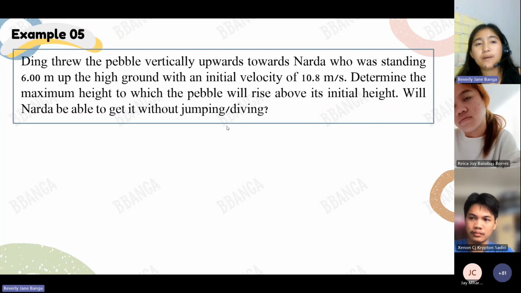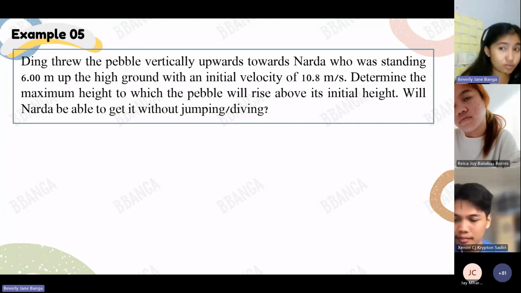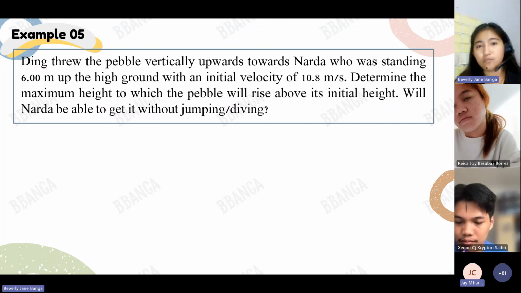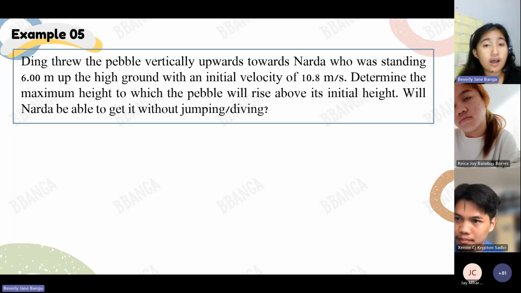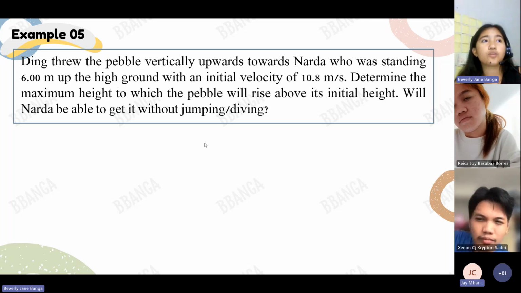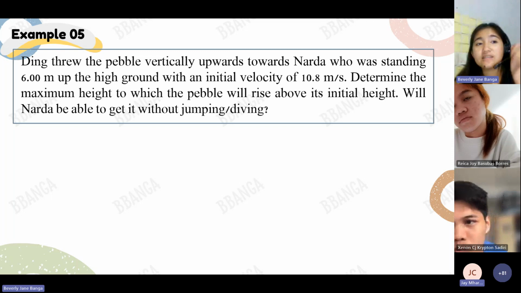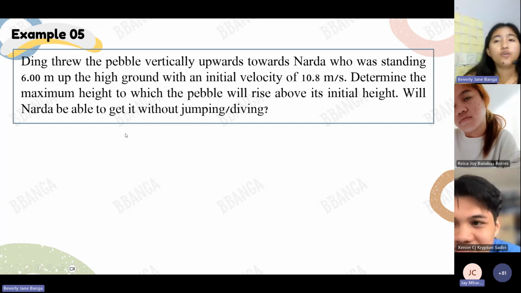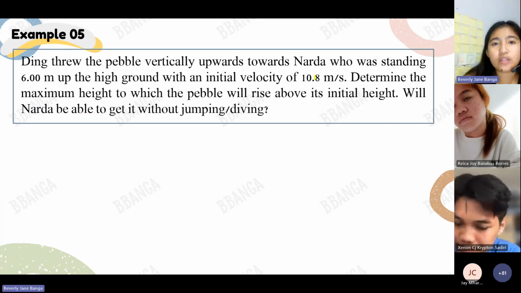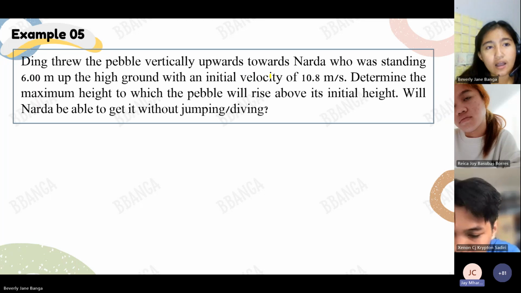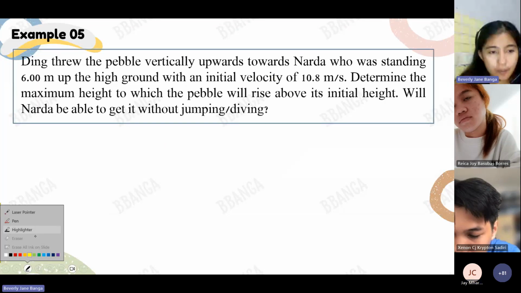Ibig sabihin, pag tinapon daw ni Ding yung bato, makukuha daw ba yun ni Narda nang hindi siya tumatalon para abutin talaga desperately yung bato? Or nang hindi siya nagda-dive para maabot yung bato? So, kumbaga, parang ang tanong dito ay, mae-eksakto ba sa kamay ni Narda yung bato? Okay? So, yung mga given sa atin are the following. What do we know about the problem?